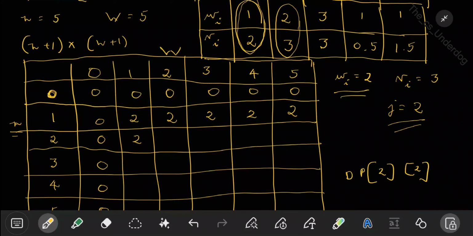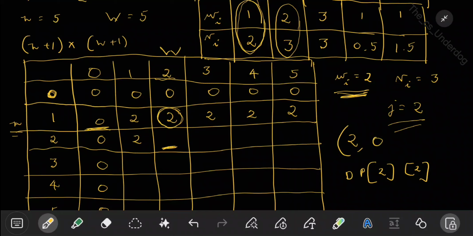Then what do you do? You look at the row above, that is here, where you want to fill this. So you look at the row above, which is dp of i minus 1, j. 1 is that entry. That is in case you are not including the item. In case you are including the item, then you have to take the entry dp of i minus 1, j minus wi. Here wi is 2 and j is also 2. So j minus wi will be this entry, 0.